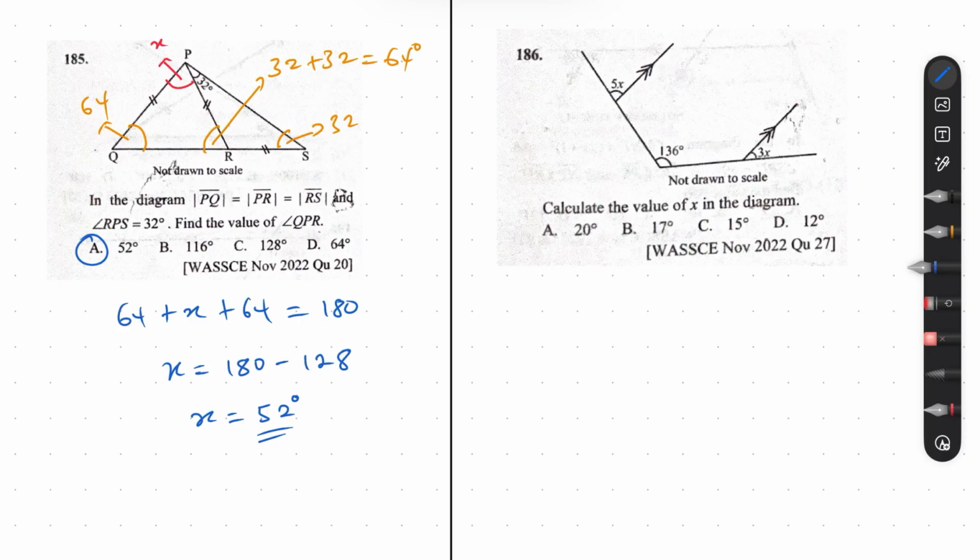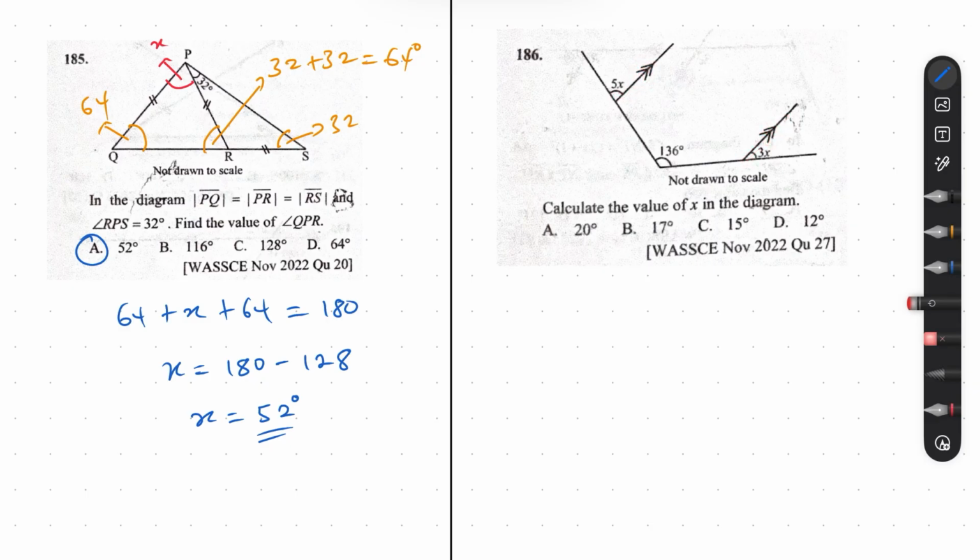All right, let's move on to question 186. The question says calculate the value of X in the diagram. Now we've been given that this angle is 5x, this angle is 3x, and this angle right here is 136. Now, these two lines are parallel to each other. How do we know that? Because of these signs. If you see that, it means they are parallel to each other.